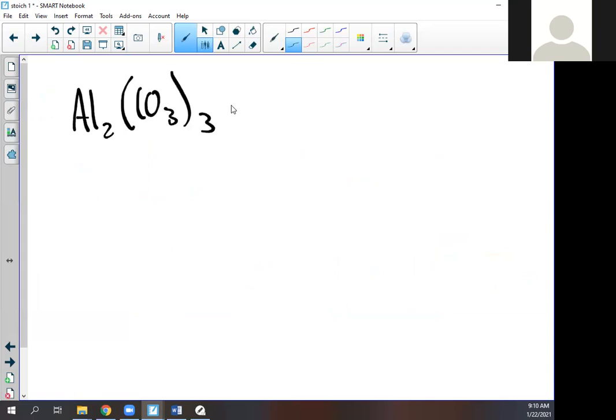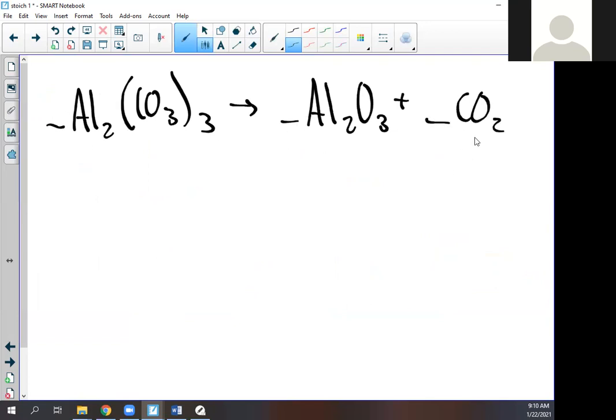Al2(CO3)3 decomposes into Al2O3 plus CO2. They have to find out how many grams of CO2 there are. This one's tricky to balance. So I'm going to say you have 50 grams of this stuff, and I want to know the grams of this stuff. You can do this anywhere you want, on any page, any paper, or on your desk if you want me to get you a marker.